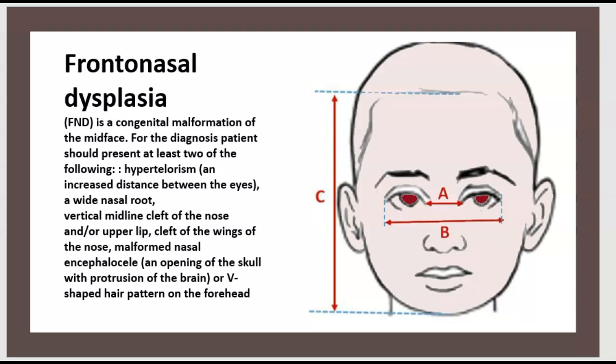Frontonasal dysplasia is a congenital malformation of the midface. For the diagnosis, the patient should present at least 2 of the following: hypertelorism, an increased distance between the eyes, wide nasal root, vertical midline cleft of the nose and upper lip, cleft of the wing of the nose, malformed nasal tip, encephalocele, an opening of the skull with protrusion of the brain, or V-shaped hair pattern on the forehead.